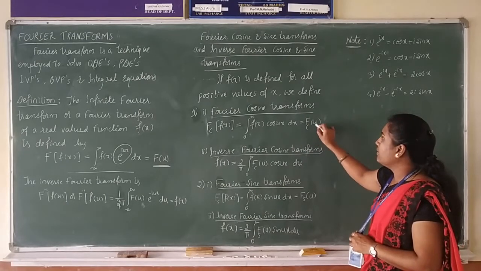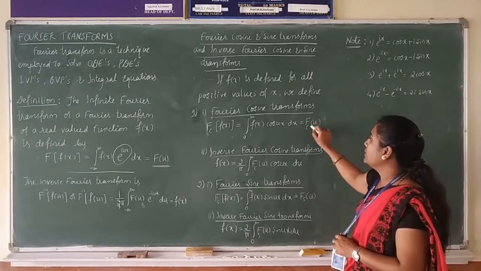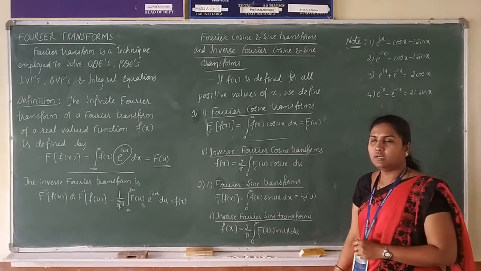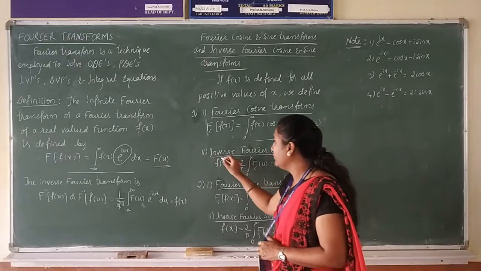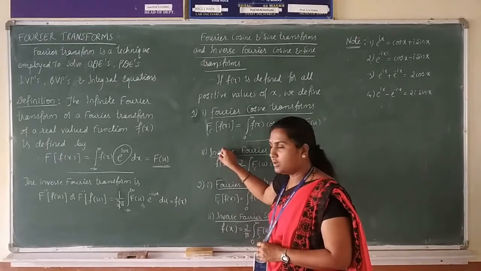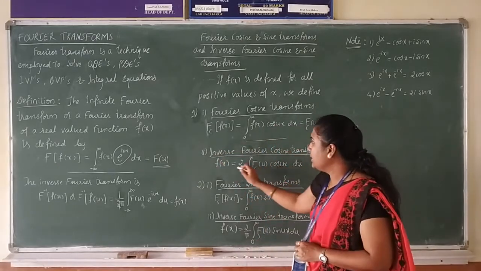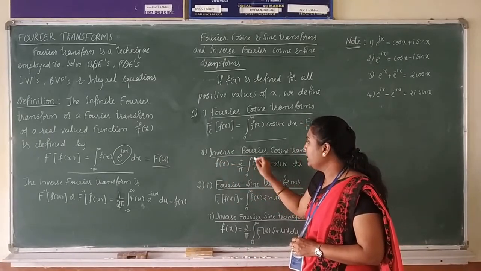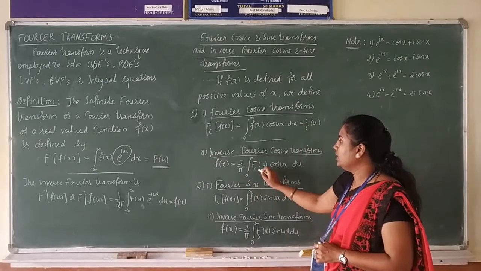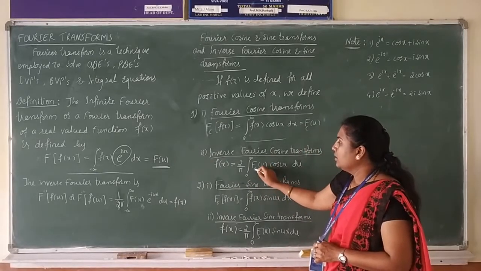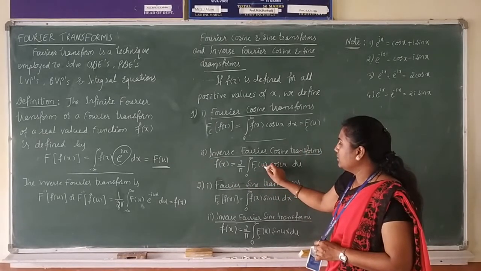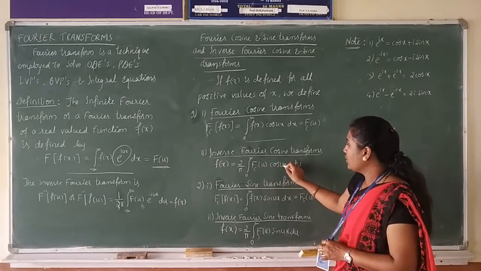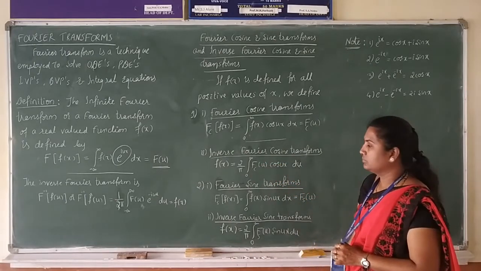which is equal to the Fourier cosine transform of u. This is the definition for Fourier cosine transform. Along with that, we define the inverse Fourier cosine transform also. It is given by f of x equals 2 by pi integration 0 to infinity Fourier cosine transform of u into cos ux du.